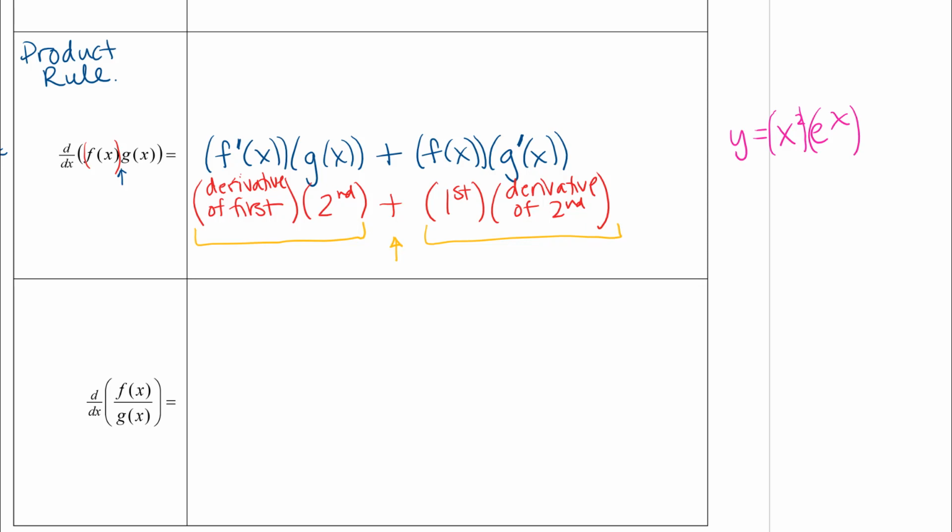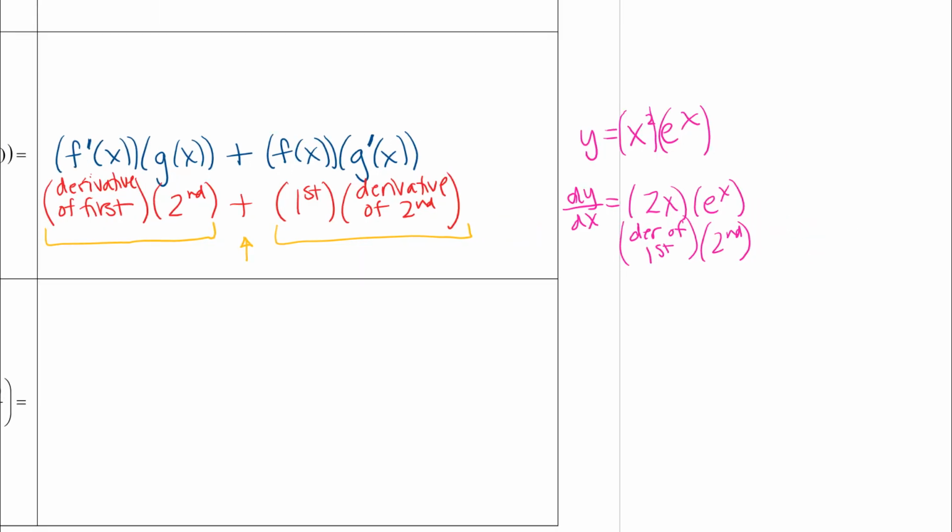All right, then when I find the derivative, dy/dx is equal to, I'm going to do the derivative of the first. So the derivative of x squared is 2x times the second function. So just the e to the x function, derivative of the first times the second, and then plus the first function, x squared, times the derivative of the second.